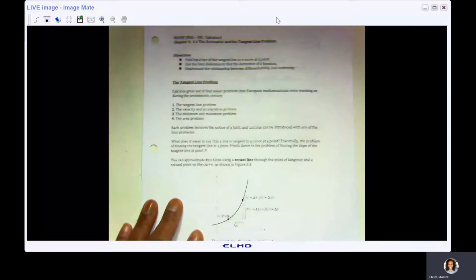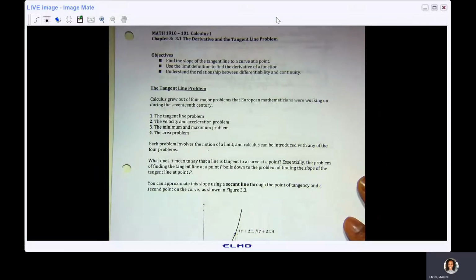Okay. So we're talking about 3.1, which is the derivative and the tangent line problem. So here we look at a point.